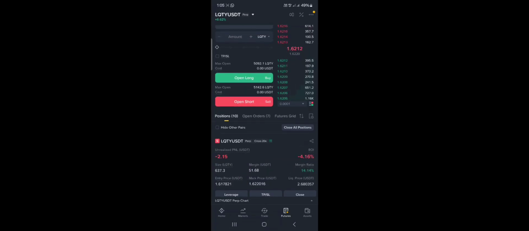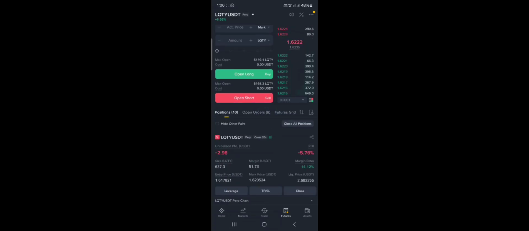Now, since I have entered my trade, I am not going to leave it naked because I did not fully get a confirmation from my 1 hour time frame. So what I will do, I always hedge my trades. If I lose 50% of my margin, I want this trade to hedge so that I can come back later and see what is happening. My size here is 637.3. So I'll go to trailing stop.